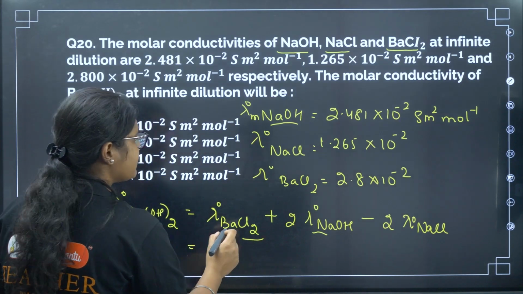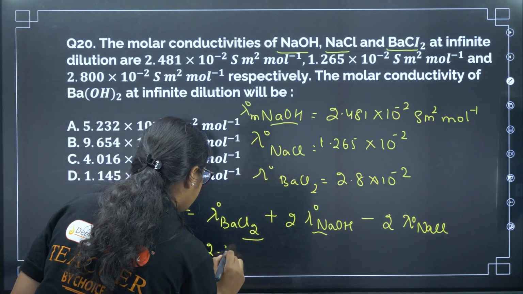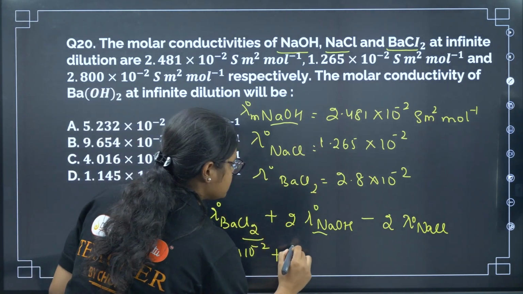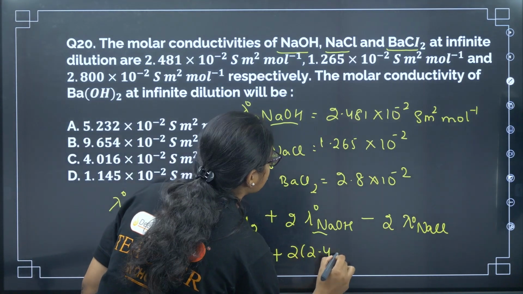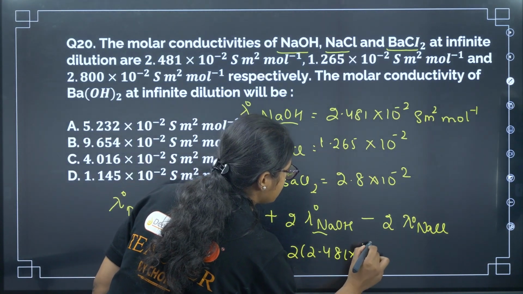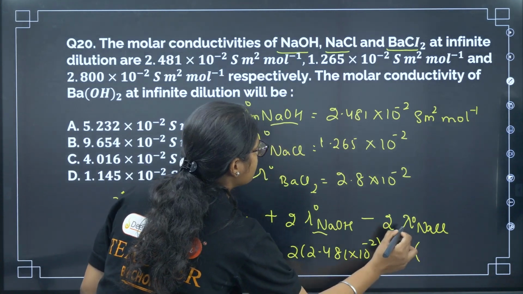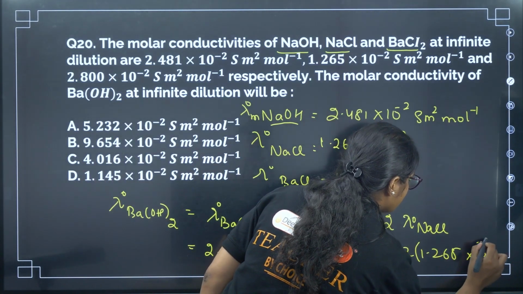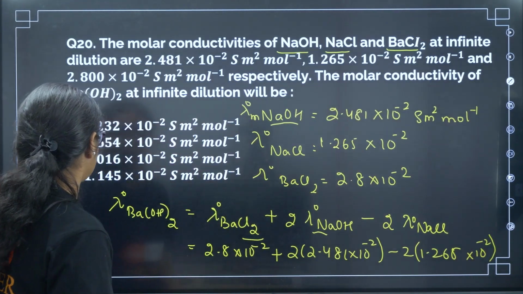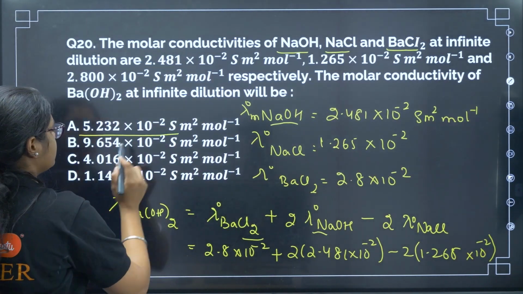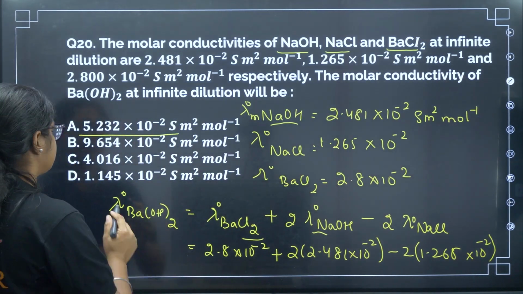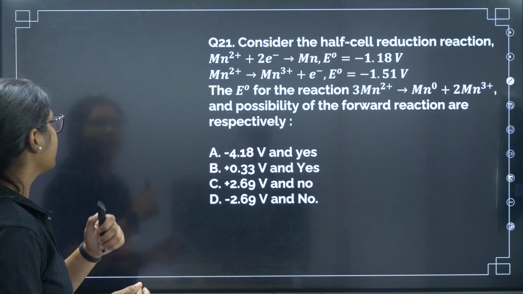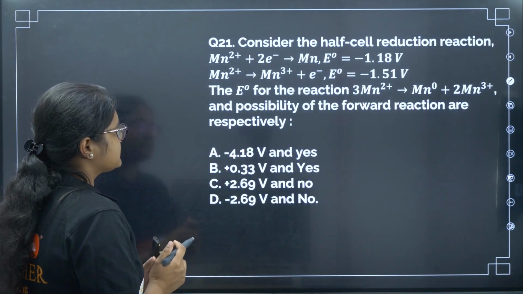So just substitute these values. For barium chloride it is 2.8 into 10 to the power of minus 2, plus for sodium it is 2 times of 2.481 into 10 to the power of minus 2, then minus 2 times of NaCl, which is 1.265 into 10 to the power of minus 2. So once you solve this, the value you will be getting is around 5.232 into 10 to the power of minus 5. The correct answer for this question is option number A. Okay, now let us go to the next question.